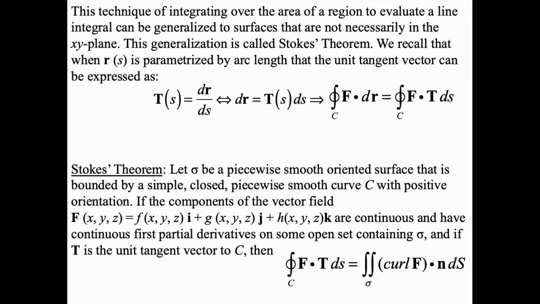Now also, if the components of the vector field big F, that is, little f, little g, and little h, which are in front of the i, j, and k, are continuous and have continuous first partial derivatives on some open set containing the surface sigma, and if T is the unit tangent vector to C, if all those conditions are met, then Stokes' theorem says that the line integral about that piecewise smooth curve C of F dot T ds equals the double integral over the surface of curl F dot n dS. That's the generalization of what we saw with the Green's theorem scenario.